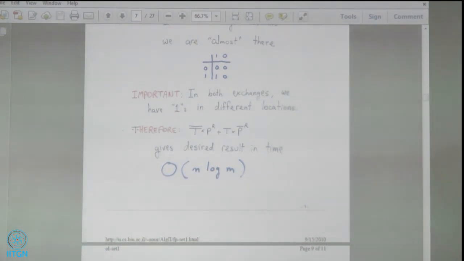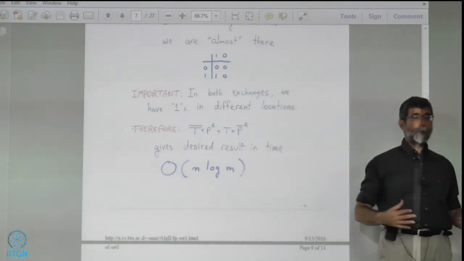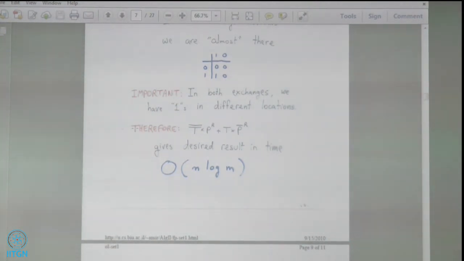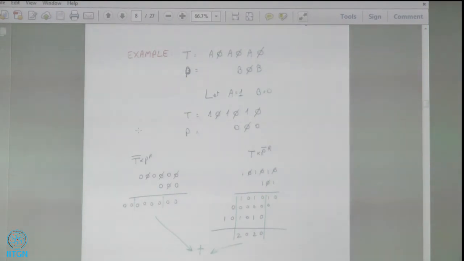And so, finally, we breathe a sigh of relief because in time O of n log m, we actually did manage to do the matching with the don't cares. And in fact, with the counting of the errors as well. But of course for a binary alphabet. So let's look at this example and see exactly how it worked.